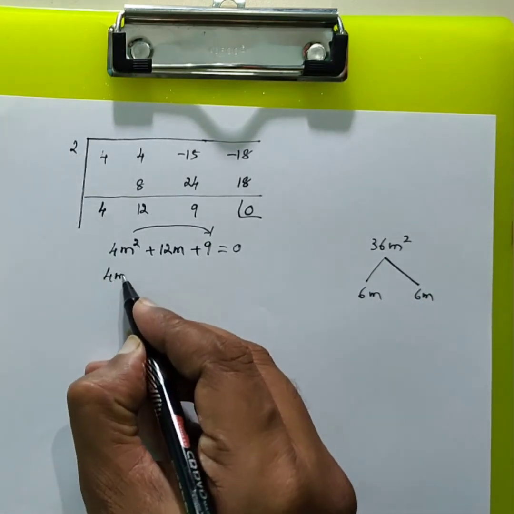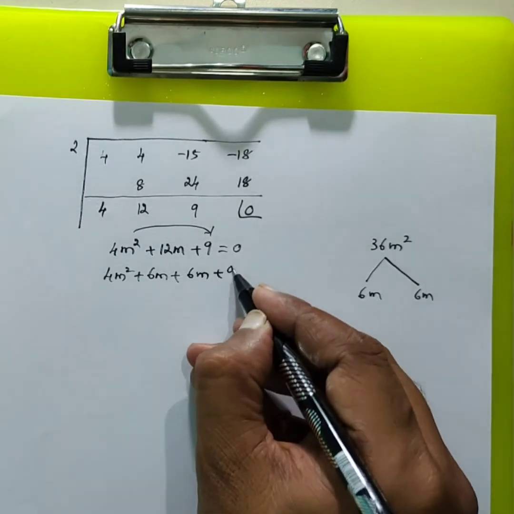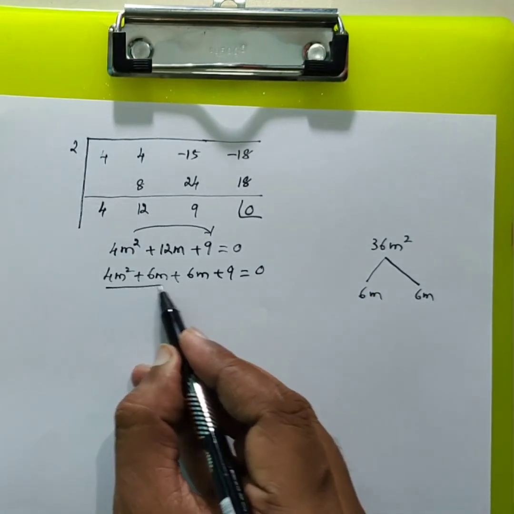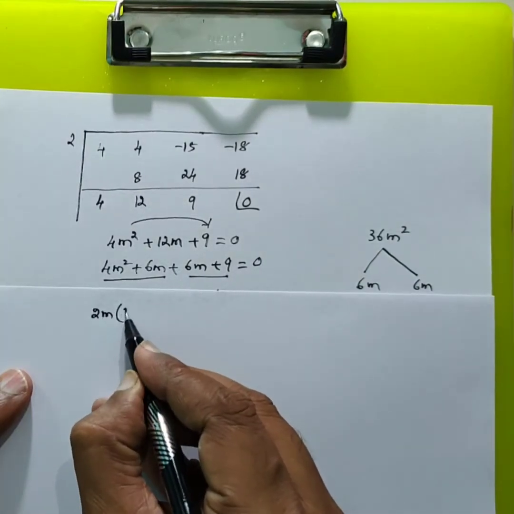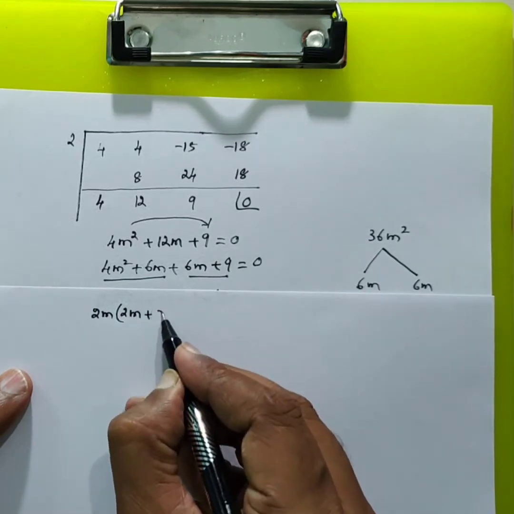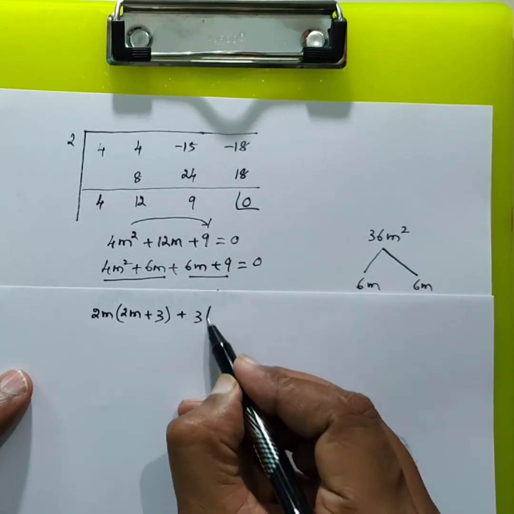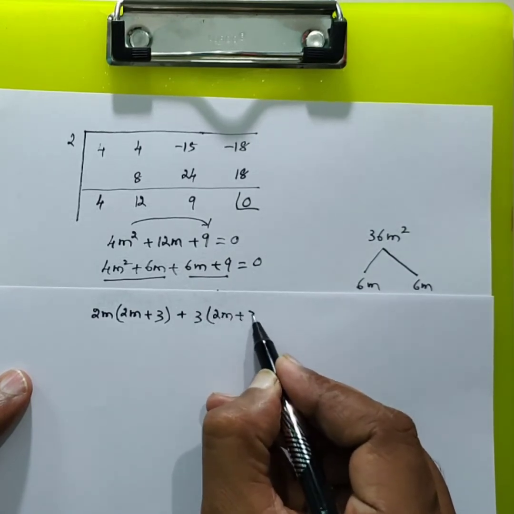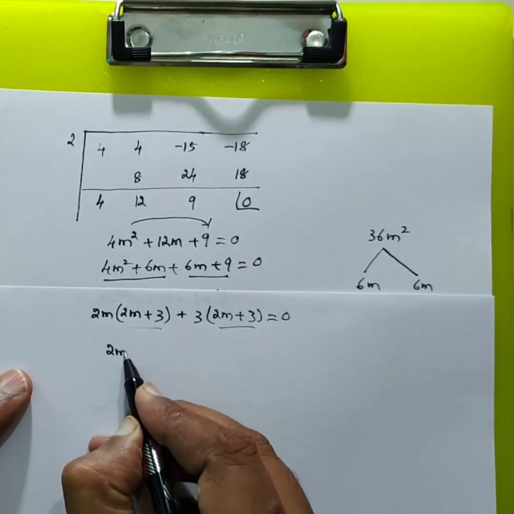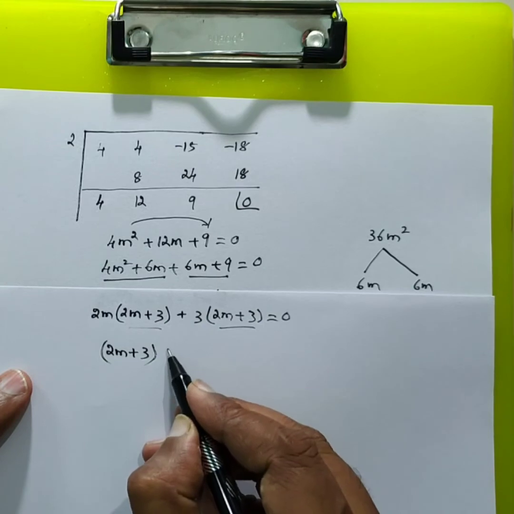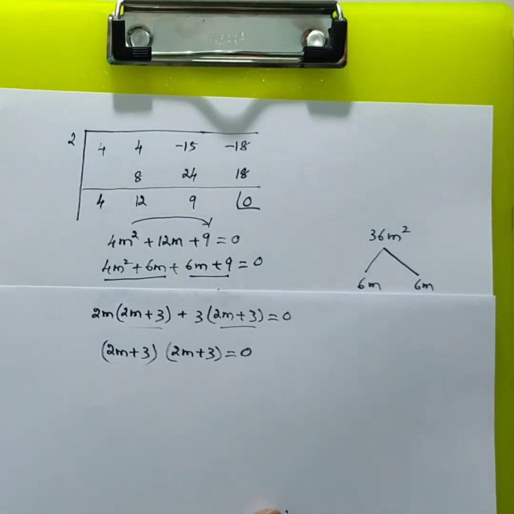So we'll be getting 4m square plus 6m plus 6m plus 9 is equal to 0. So you can group the first two terms and the last two terms. So 2m is common over here. So you'll be left with 2m plus 3. And here you can see that 3 is common. So what will be left? 2m plus 3 will be left, is equal to 0. So further 2m plus 3 is common. So if you take 2m plus 3 common, you will be left with 2m plus 3, that is equal to 0.